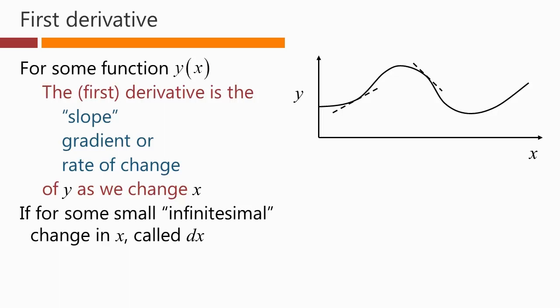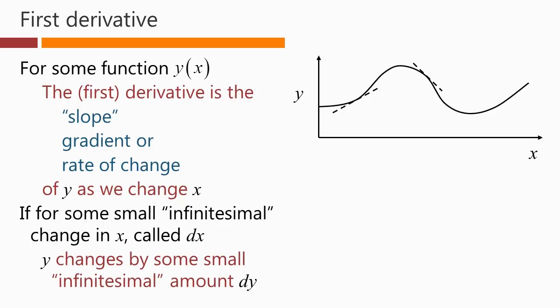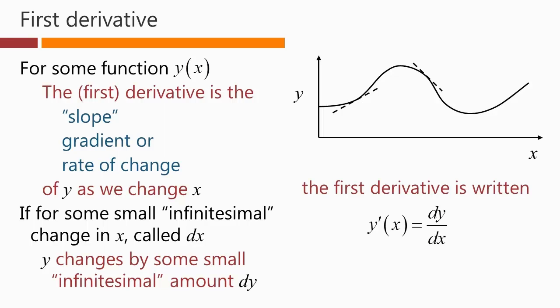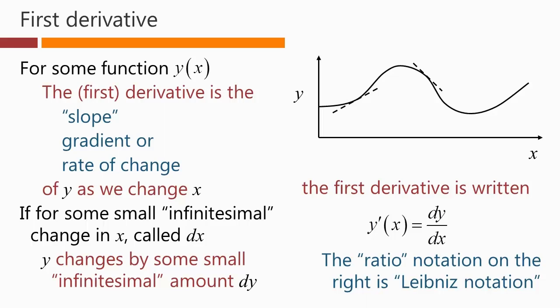Now what we imagine is that we're going to make some small change in x, which we'll call dx, and as a result we're going to get some small change in y near some point, for example here, and we're going to define that ratio as the derivative. And we can write it with this notation with the little superscript prime, or we can write it with this ratio notation, and that ratio notation is called Leibniz notation.